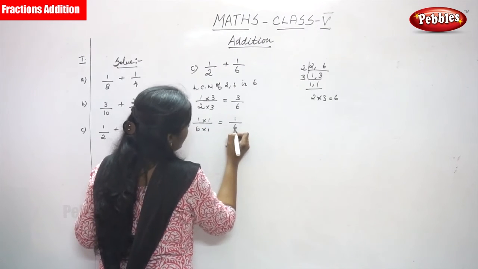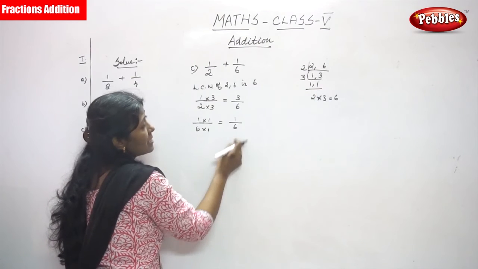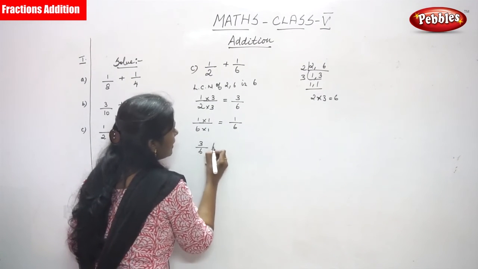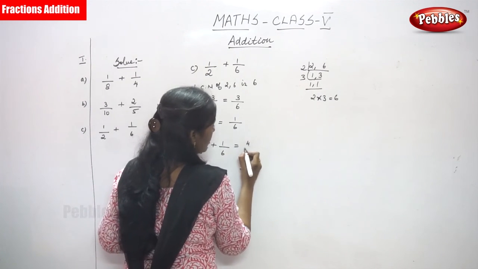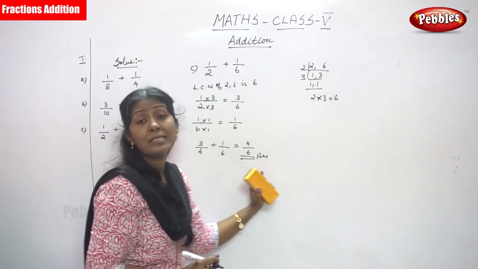So 1 by 6. Now I am going to do the addition, because the denominators are the same. So if the denominators are the same, I have to add the numerators. So 3 plus 1, what? 4. 4 by 6. This is the answer for the question.